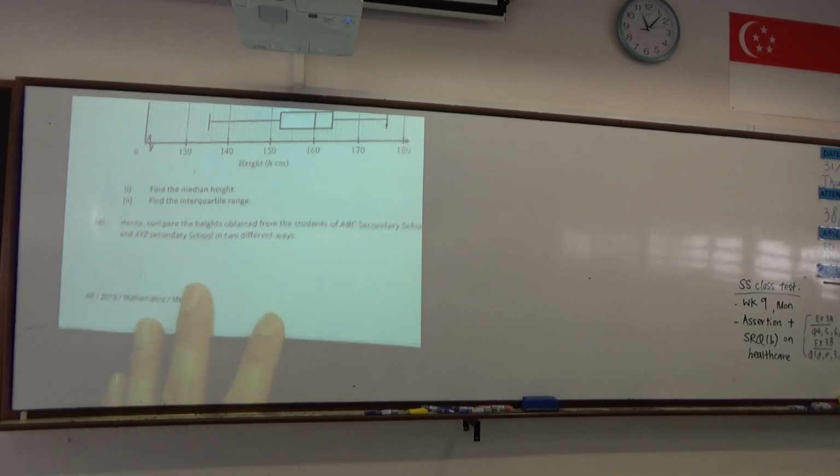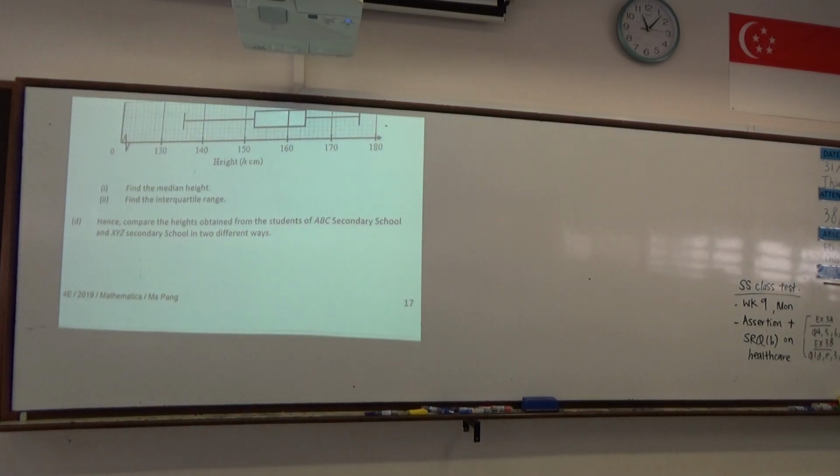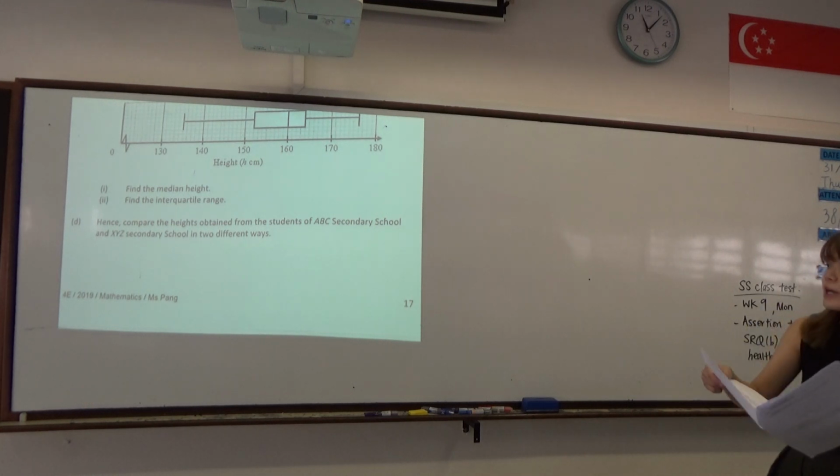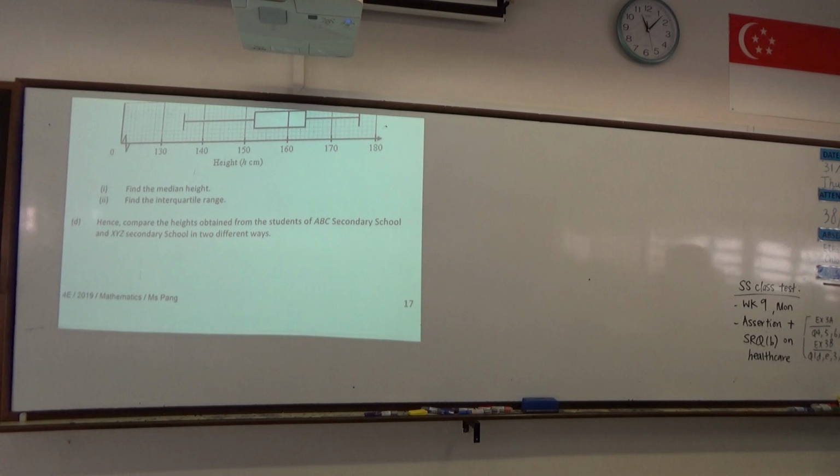Okay, so let's do a quick recap of what we did yesterday. Yesterday we were looking for the median as well as the interquartile range based on the two different diagrams that we have, the cumulative frequency curve as well as the box and whisker plot. Then in part D, we want to hence compare the heights obtained from the students of ABC Secondary School and from XYZ in two different ways.